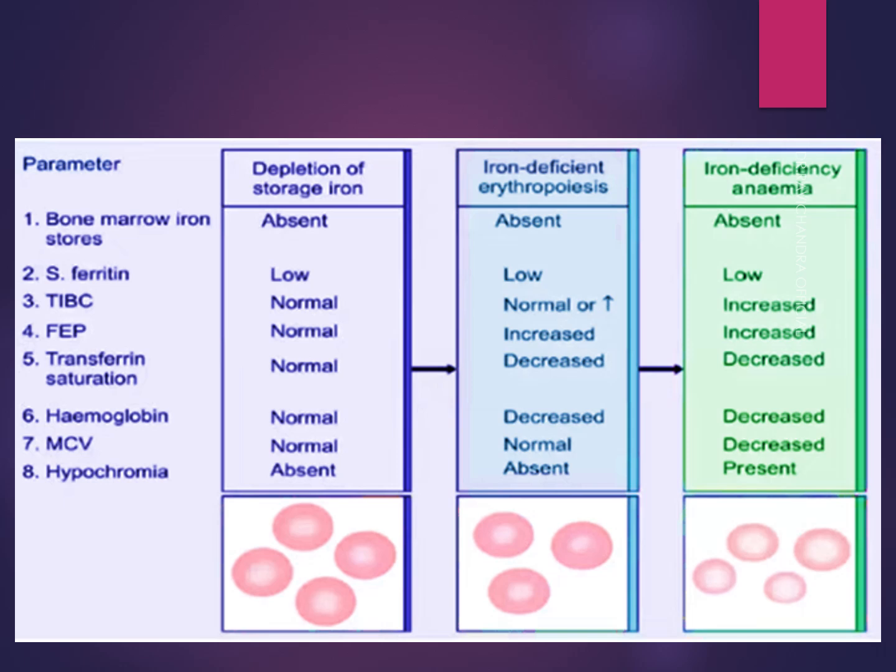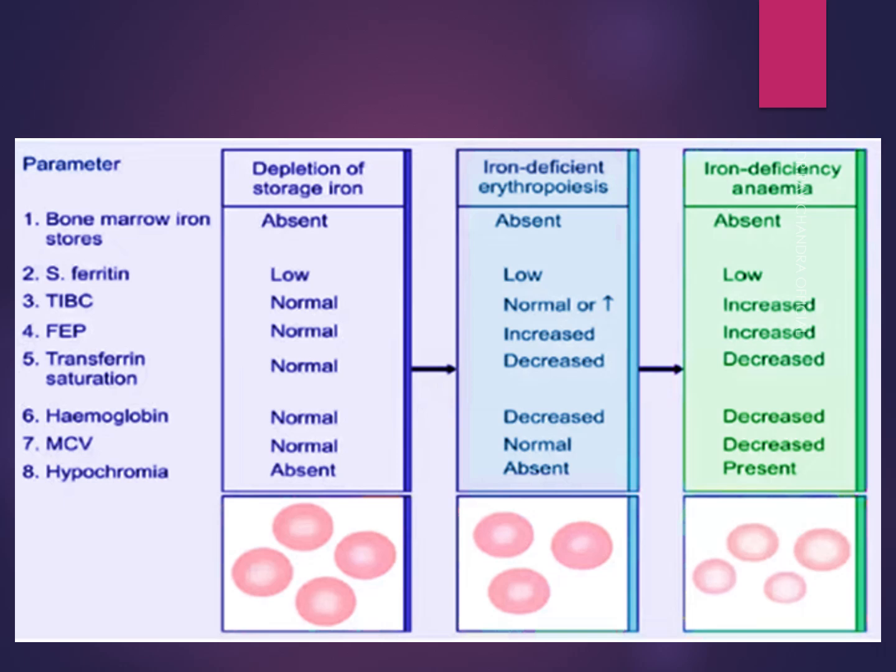When bone marrow iron stores are absent, then it is the first stage. If these iron stores go on depleting and there is no iron available, then it will go into the second stage, iron deficient erythropoiesis. If it is further continued, it will go into iron deficiency anemia.